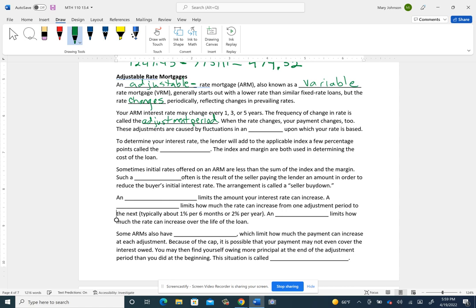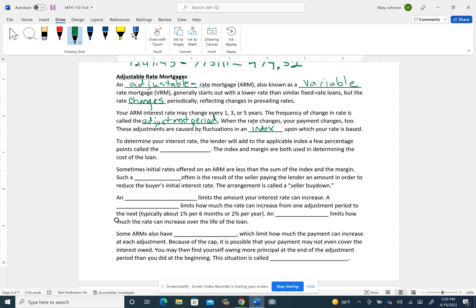Okay, so when this rate changes, your payment's going to change. The adjustments are typically made by fluctuations in an interest rate that your loan is based on. It's called the index. A lot of times it'll be the Treasury index, so some index that's part of the federal government.